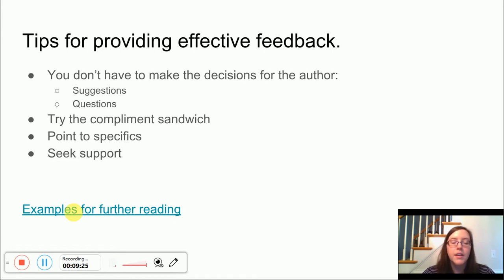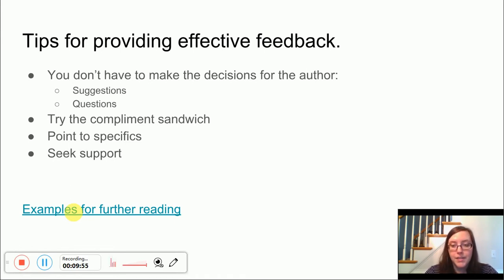The worst bit of feedback is, I like this. I like your writing. Your writing is good. Okay, thanks. That is not feedback. That is positivity, which is always fine, but why? Why do you like it? Why is the writing good? Point to some specifics. What are the strengths? Alternatively, this was boring.